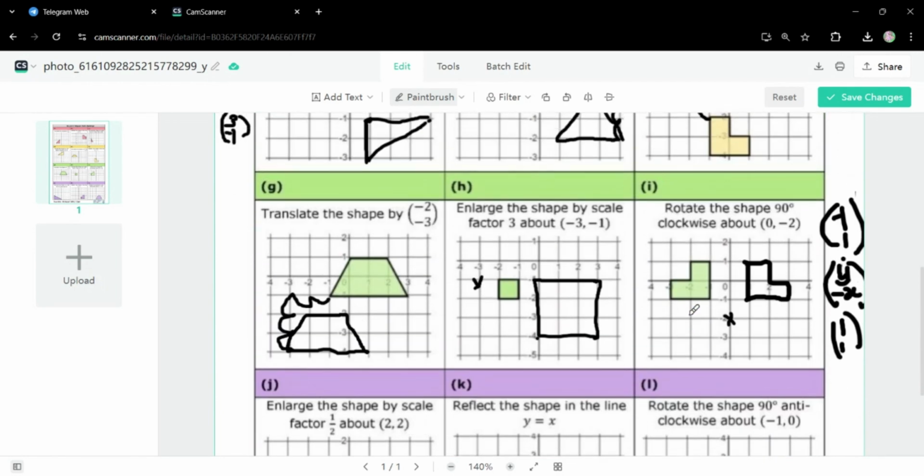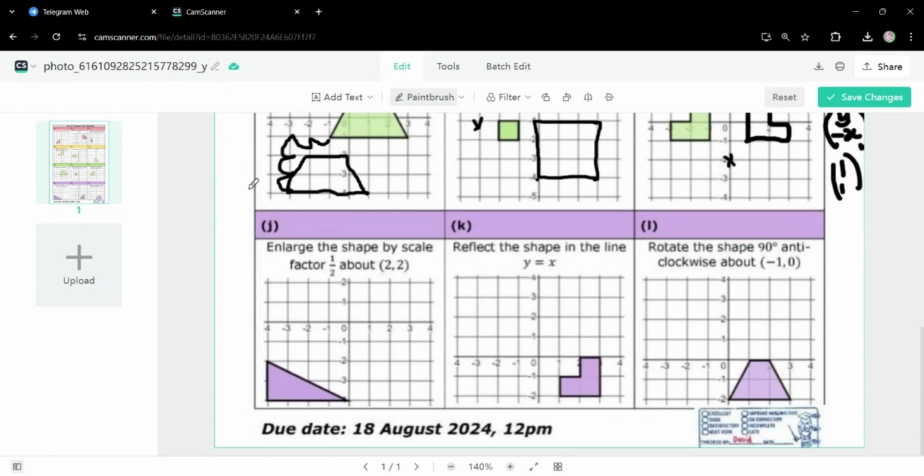Okay, so now we are on question J. Enlarge the shape by scale factor half, about (2, 2). That means it's not enlargement, it's more like a reduction. About (2, 2). Okay, so now we're going to do it, which is what I'm calculating right now. It's 6 and 4, so 6 divided by 2 is 3, and 4 divided by 2 is 2.